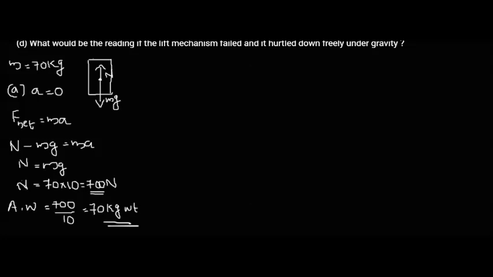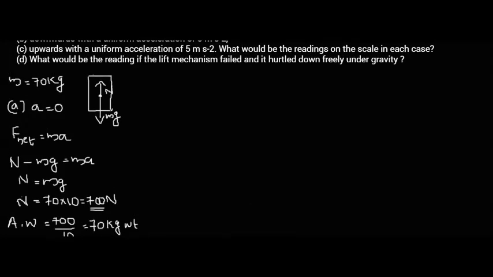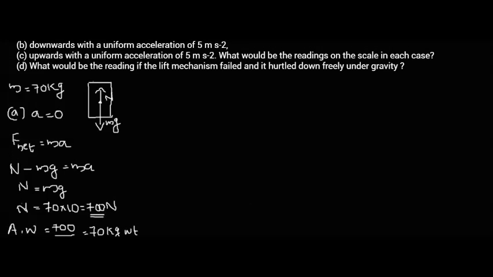Now the next situation is the B part of the question. The lift is moving downward with a uniform acceleration of 5 meter per second square. So now here the lift is having an acceleration which is equal to 5 meter per second square. Again we have to draw the free body diagram. Again the two forces are acting, mg along the downward direction and the normal reaction along the upward direction.